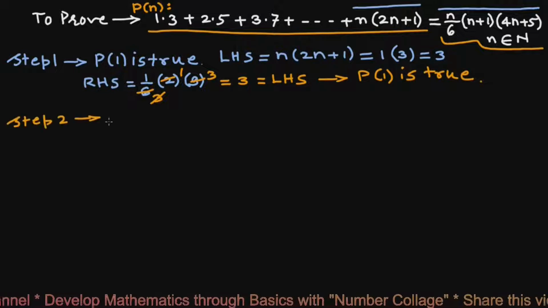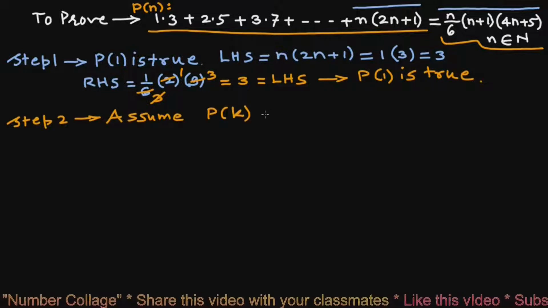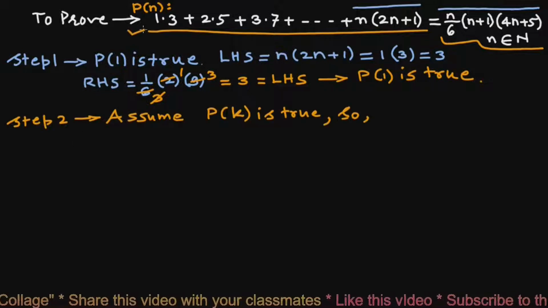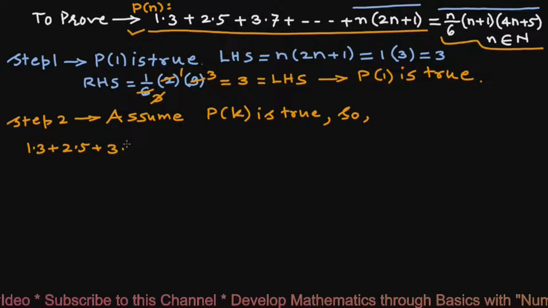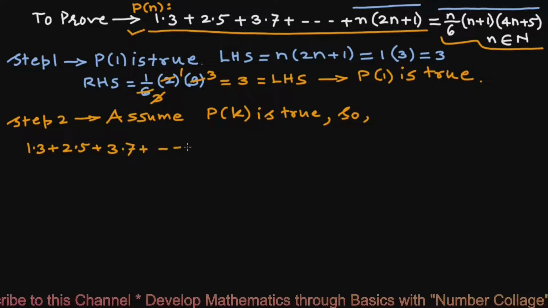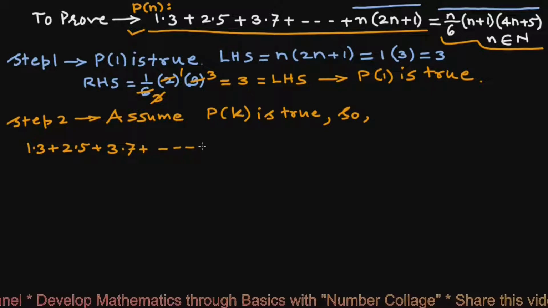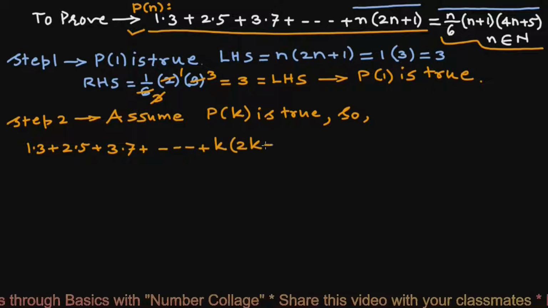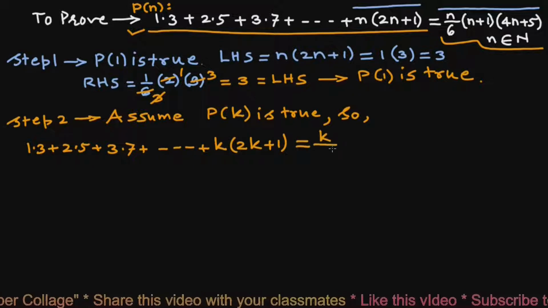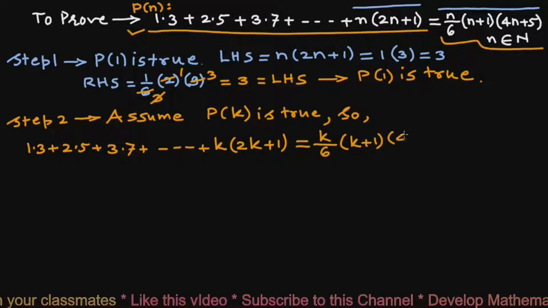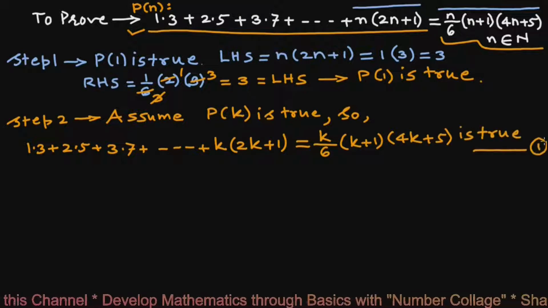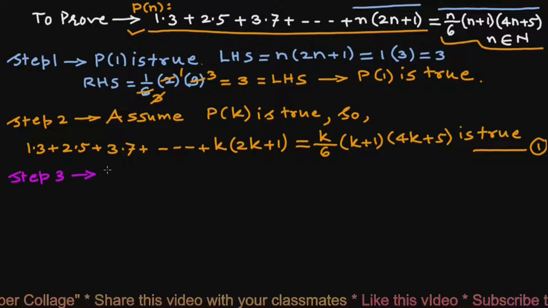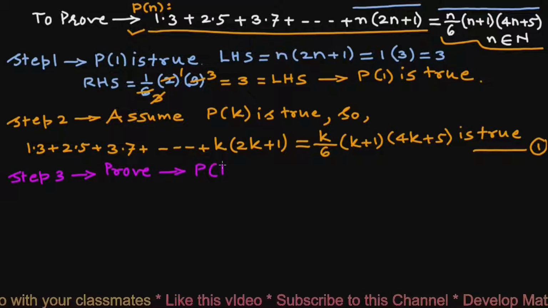In step 2, we will assume that Pk is true. So from this Pn, we write 1 into 3 plus 2 into 5 plus 3 into 7 plus so on and so forth, putting k in place of n, plus k times 2k plus 1 equals k by 6 into k plus 1 into 4k plus 5 is true. We name this 1. In step 3, we have to prove that Pk plus 1 is true.